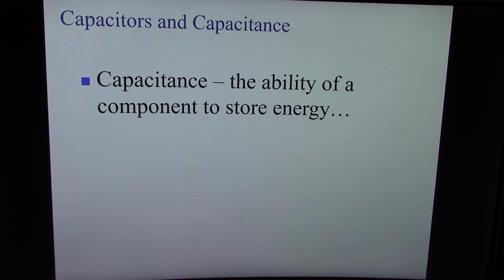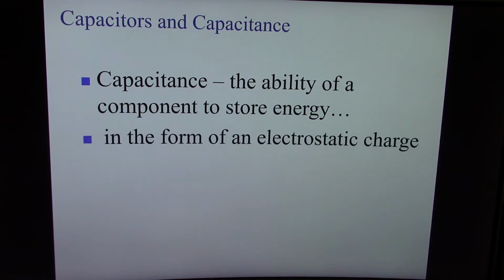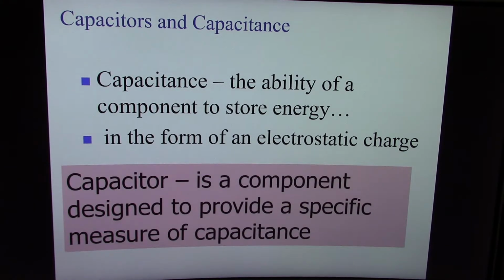So capacitance is the ability to store energy. And how it stores it is in electrostatic charge. And the capacitor is actually a device that's designed to store this electrical charge, just like a gallon jug of milk will hold a gallon of milk.